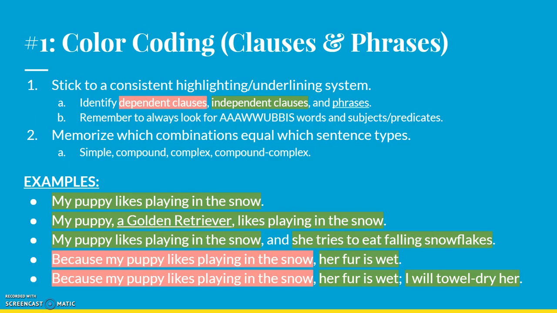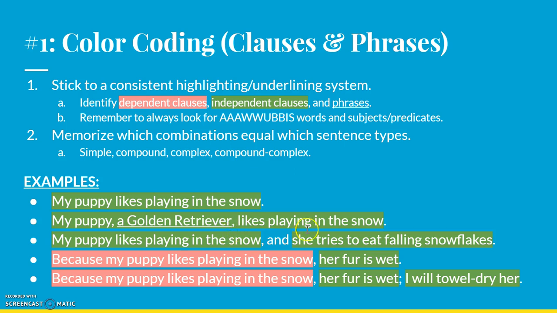So, probably the single biggest trick I could give you with identifying sentence types is to please color code or annotate in some way. Have a system of consistent highlighting or underlining or something. For example, on this presentation, I'm identifying dependent clauses in pink and independent ones in green, and I'm trying to underline phrases, at least some of them. So once you come up with your system, then you can highlight all of your text and memorize what combinations of colors and underlinings mean what.